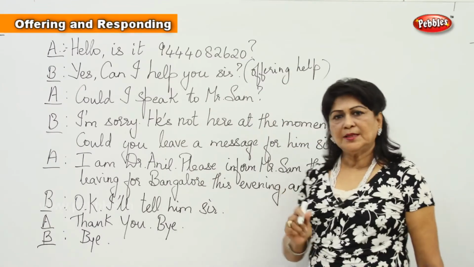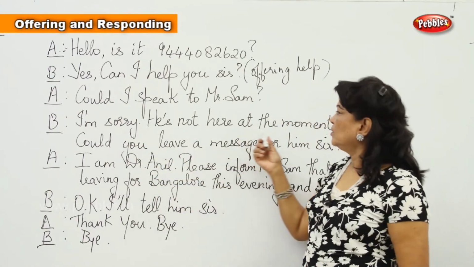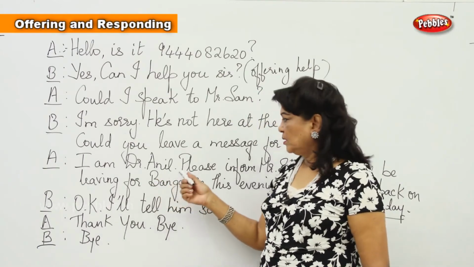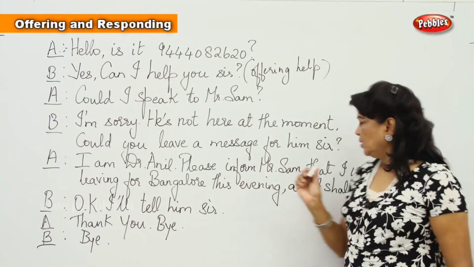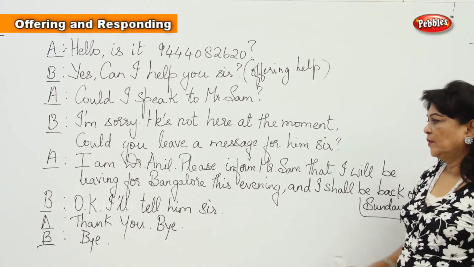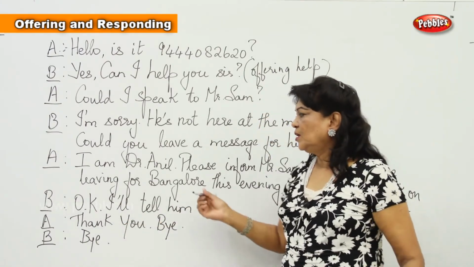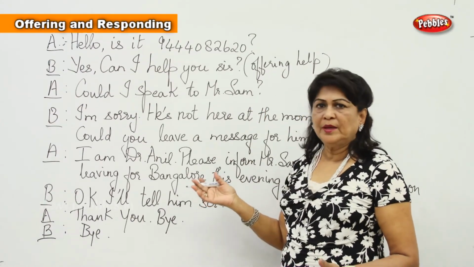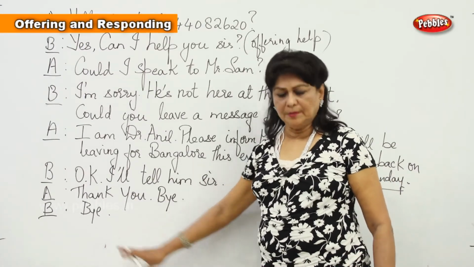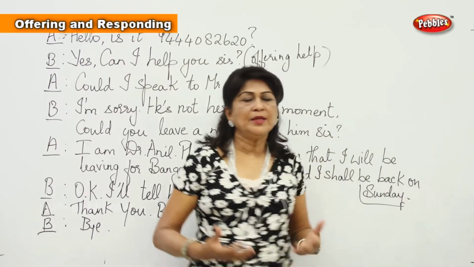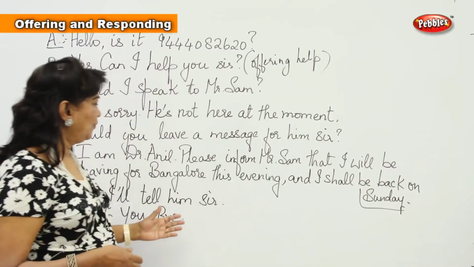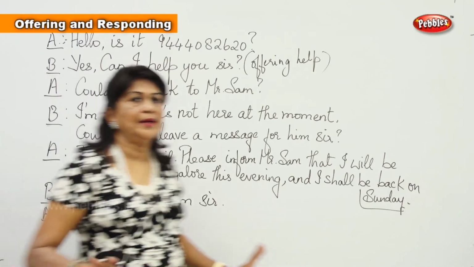Okay. Could I speak to Mr. Sam? B says, I'm sorry, he's not here at the moment. Could you leave a message for him, sir? And A replies, I am Dr. Anil. Please inform Mr. Sam that I will be leaving for Bangalore this evening and I shall be back on Sunday. And B says, okay, I'll tell him, sir. So first he offered to help and he gives him some work. And how does A thank? Thank you, bye. And B also says bye. So this is a telephonic conversation where somebody is asking another person to do a little bit of help, and this is how he offers and he accepts the offer and he thanks him for the offer, and they say bye and they put the phone down.